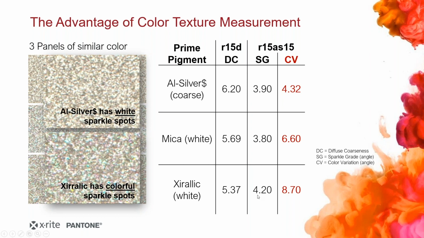But in our instrument with the RGB camera, there is a chance to detect the color variation, which is how colorful the sparkle spots are. And there you can see that an aluminium silver dollar has a lower value of 4.32 compared to ceralic, which has nearly the double color value. And this is unique and new in our MAT instruments.